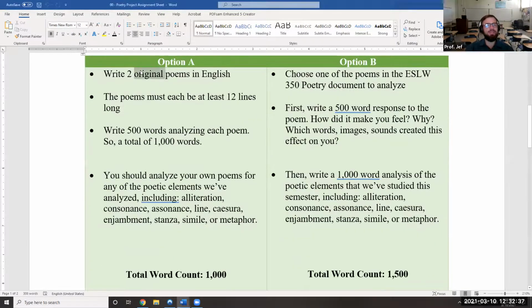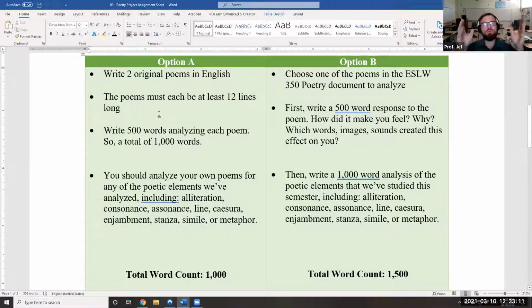Option A, you write 2 original poems in English, your own poems. Or, a student asked this last semester, if you want to translate a poem from your first language into English, that's fine too. Just like Edith Grossman says, a translated poem is a new poem. The person who translates the poem is the author of the poem. So if you want to translate a poem from another language into English, beautiful, that's great too. Now, this poem must be at least 12 lines long.